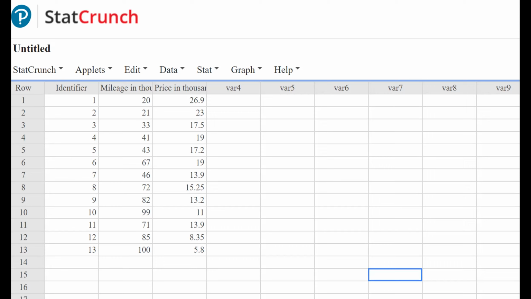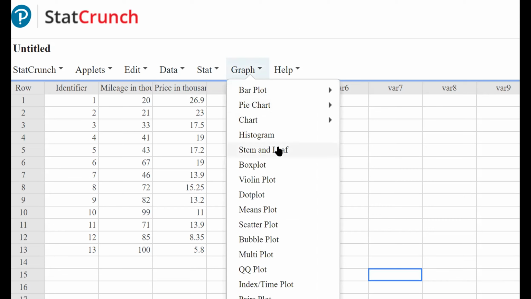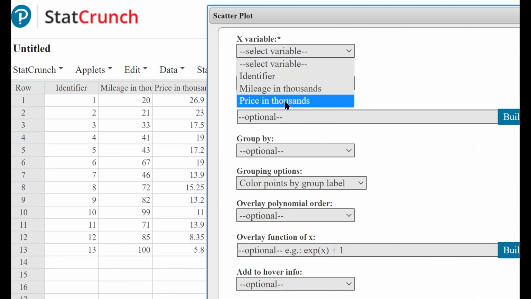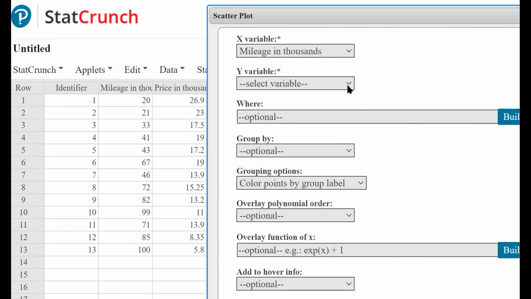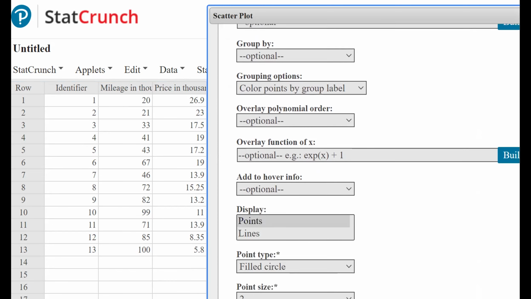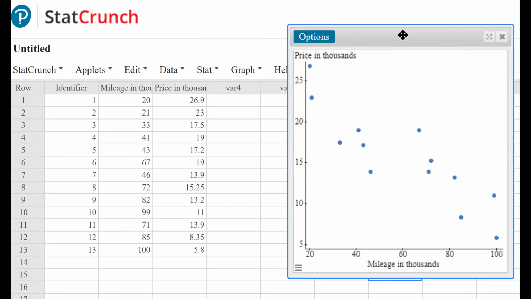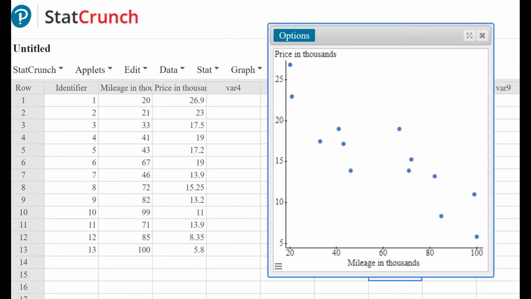And so we're going to ask StatCrunch to draw this scatter plot for us. So we're going to go to Graphs, and Scatter Plot is down here. It's going to ask us what we are going to select for the X variable. Well, mileage. For the Y variable, price. All right, and we're going to hit Compute, and this is the scatter plot that we got.